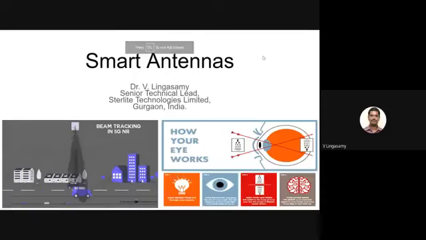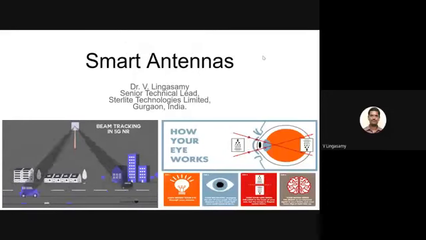Today our topic is smart antennas. Everywhere you are seeing smartphones, and everywhere we often use this word smartness. You might have seen that smartness does not come as it is; we need to add some more features.